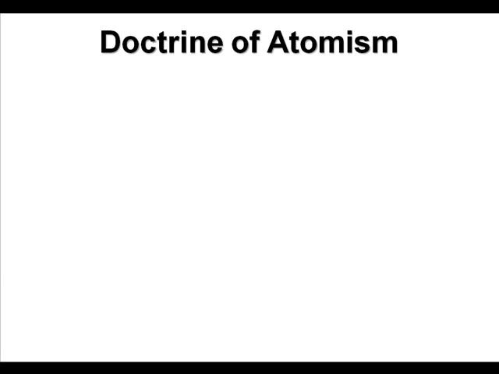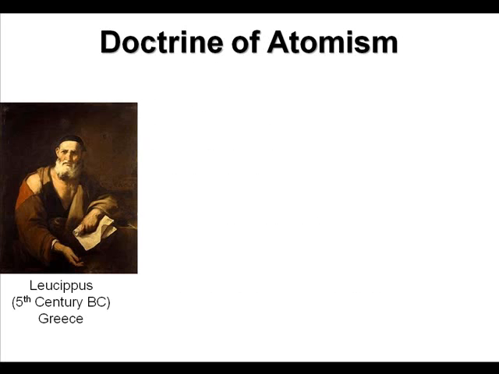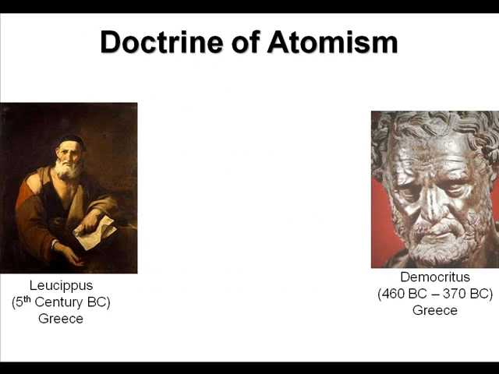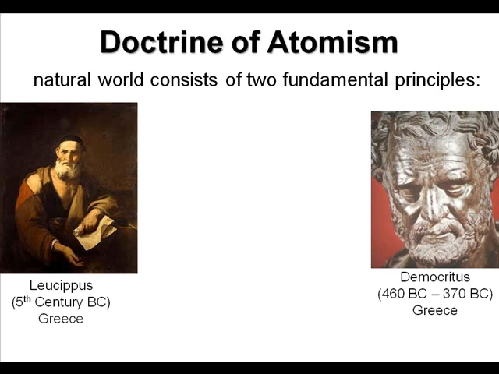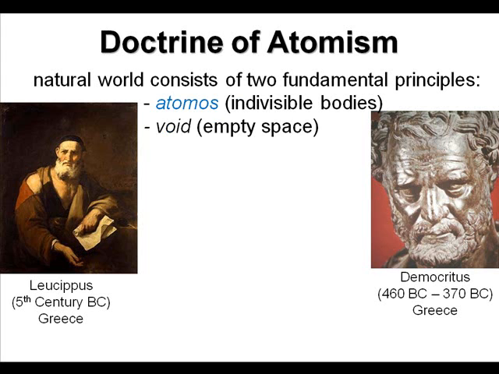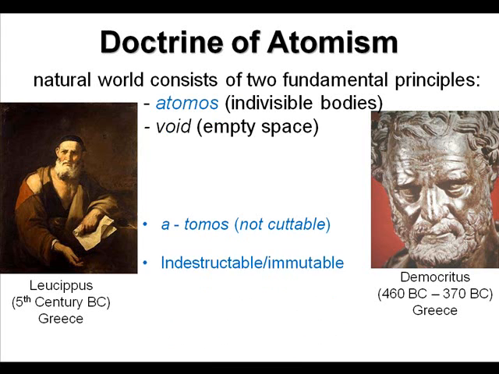So we begin with the doctrine of atomism. The doctrine of atomism was first put together by Leucippus and by Democritus. Both were Greek philosophers. And what they stated was that the natural world consists of two fundamental principles. And those are that it's made up of these things they called atoms, which are indivisible bodies. And between the atoms there is nothing. There is nothing but a void. The word atomos comes from 'not cuttable.'